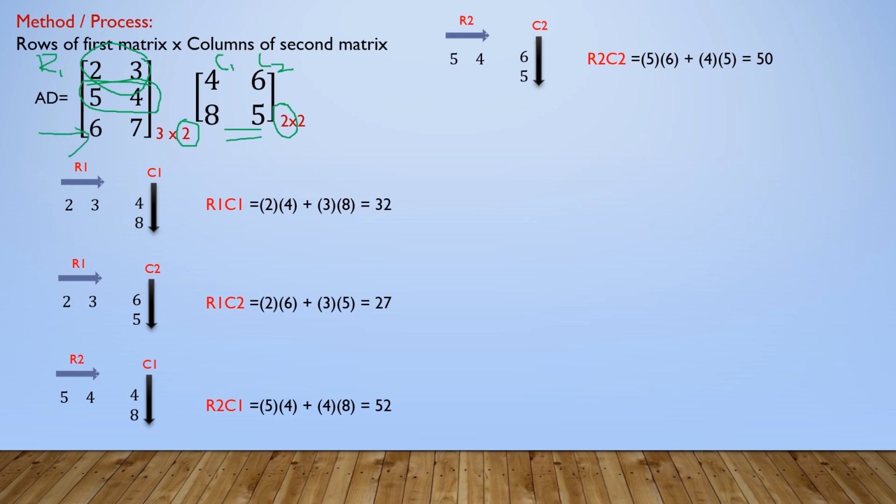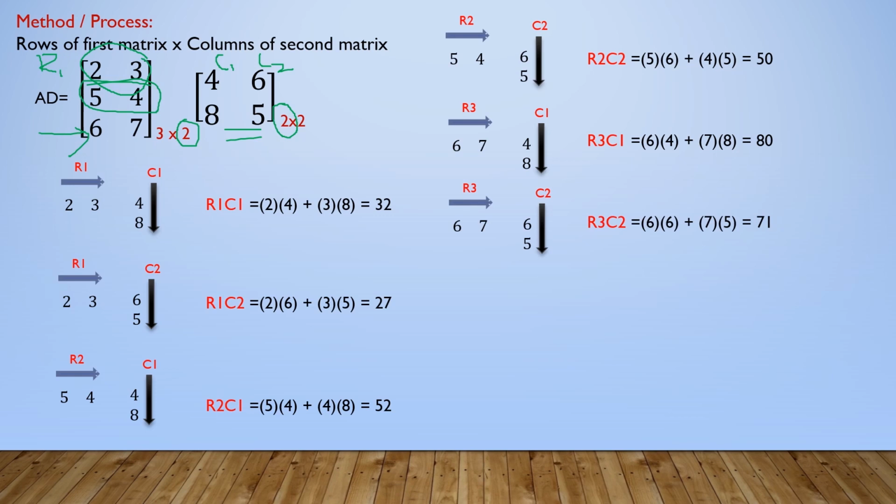Now let's focus on R3. Now R3 with C1: first element with first, second with second. Then afterwards, R3 with C2. Now we have done all the calculations.